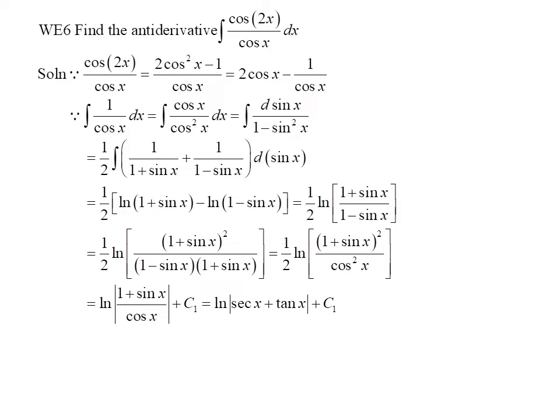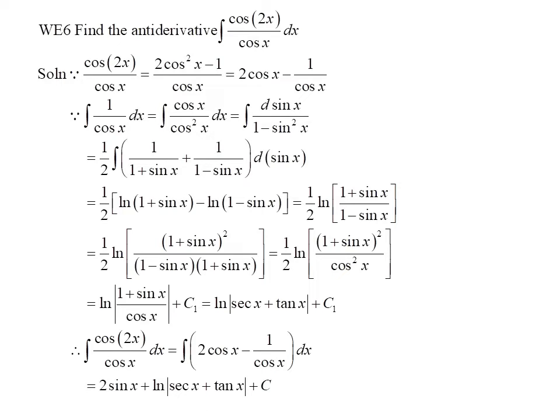Next time when we encounter the integral of 1 over cos x dx, we will use this result straight away. Hence, the antiderivative is written as the integral of (2 cos x minus 1 over cos x) dx, which equals 2 sine x plus ln of the modulus of sec x plus tan x plus c.